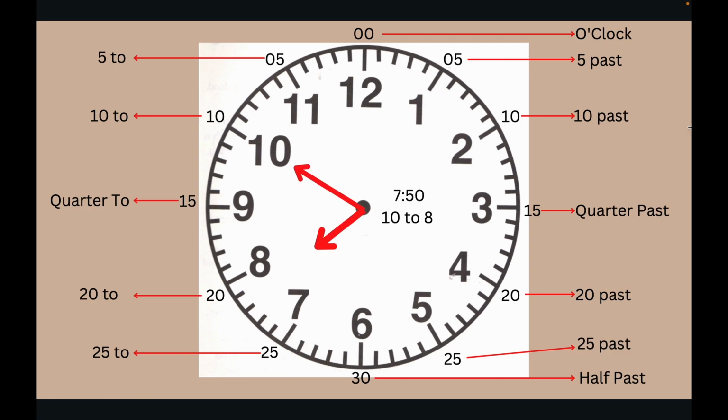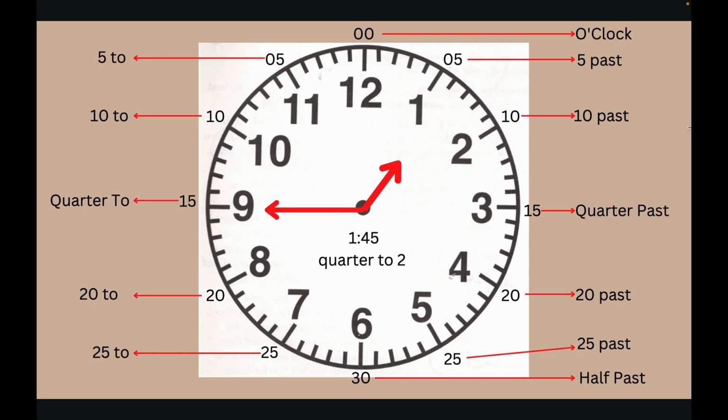Let's have a look at another one. So this one, again in America, would be 7:50, but in the UK, the big hand's pointing to the 10, and the little hand is pointing between the 7 and the 8. So we would say it's 10 minutes to 8 p.m., 10 to 8.